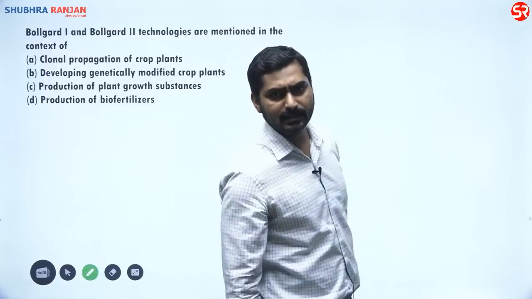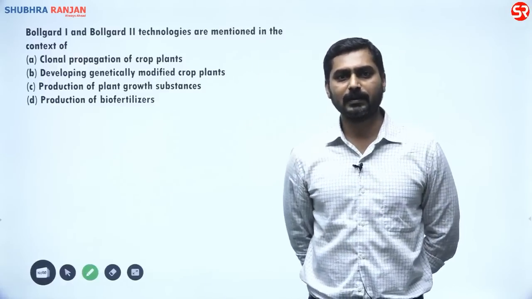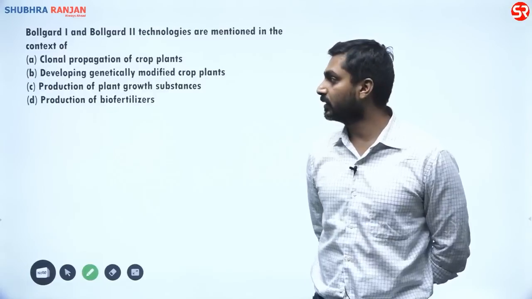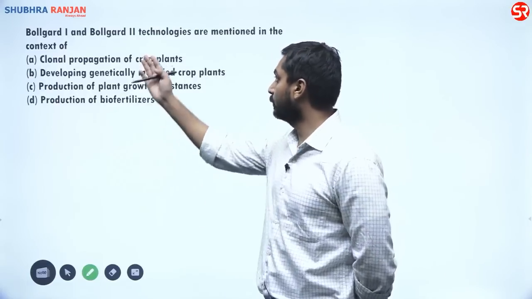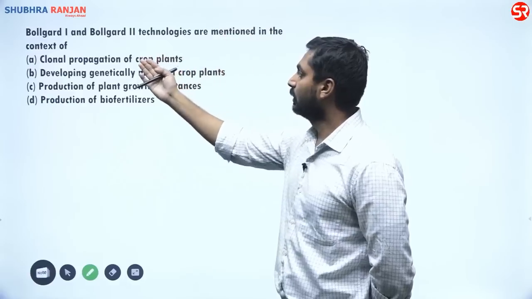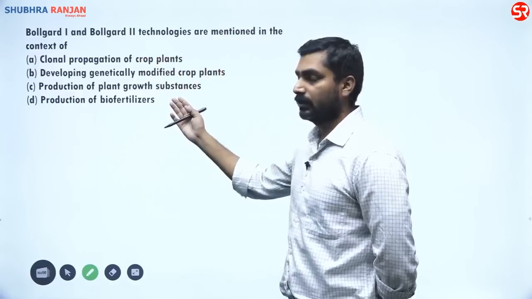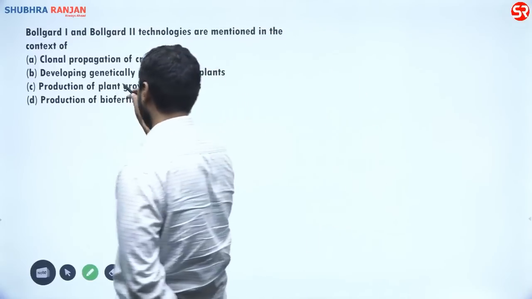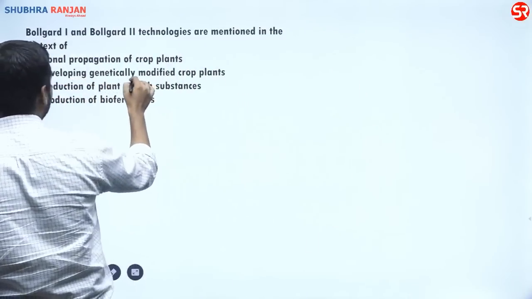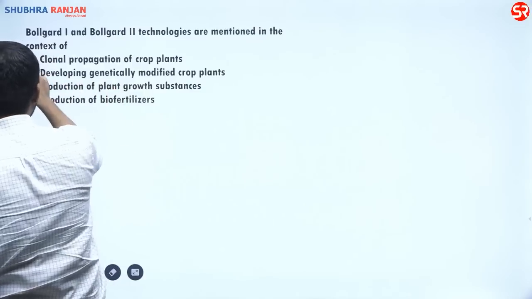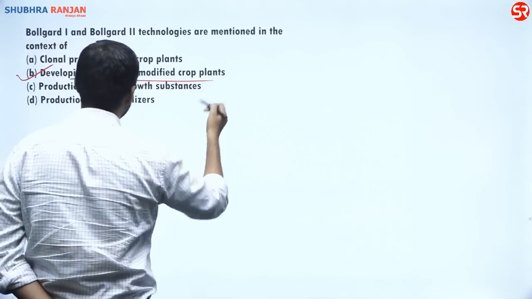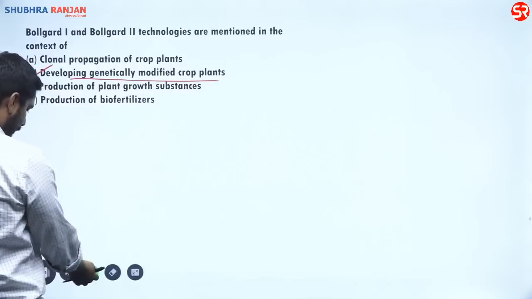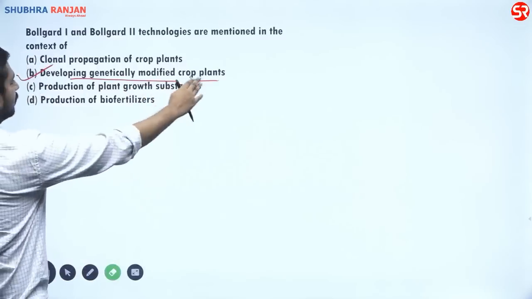Now this is an easy question if you have been covering the news, because this has been in the news for the past 4 or 5 years. Bollgard 1 and Bollgard 2 technologies are mentioned in the context of BT cotton. So the correct answer is developing genetically modified crop plants. And this is an easy question, I guess. Moving on to the next question.